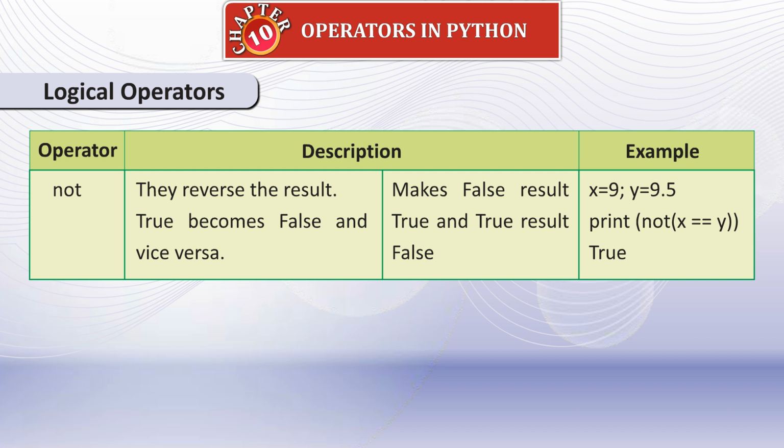True becomes false and vice versa. It makes a false result true and a true result false. x = 9, y = 9.5. print(not x == y).